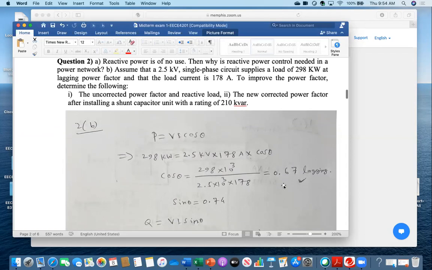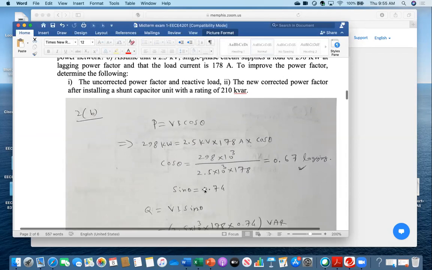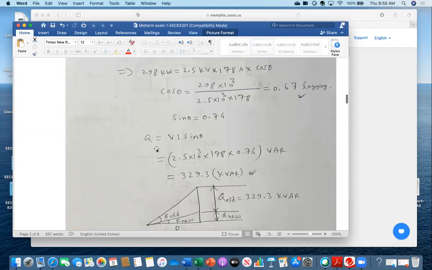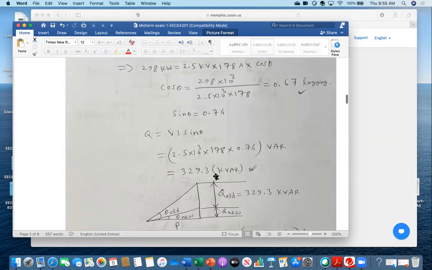And then from there, I am calculating sine theta. I first find out theta and then sine theta. The next question is to find out the reactive load. So I am finding the reactive load Q = Vi sine theta. Again, those values are given. This is the sine theta, and then I got 329.3 kilovar approximately. Many of you have directly written 330, that is also okay.